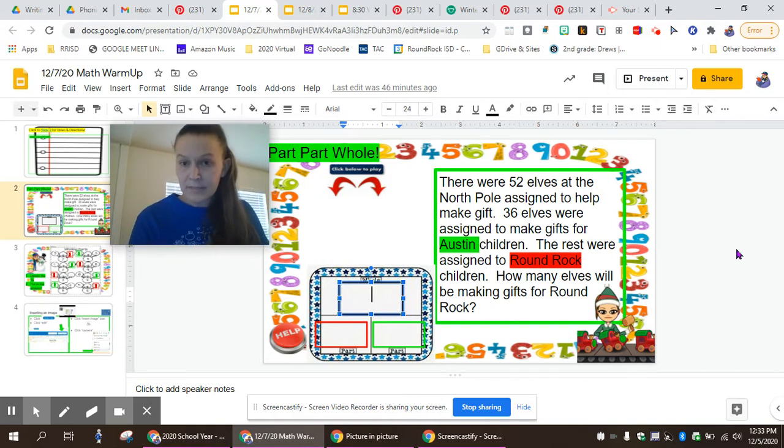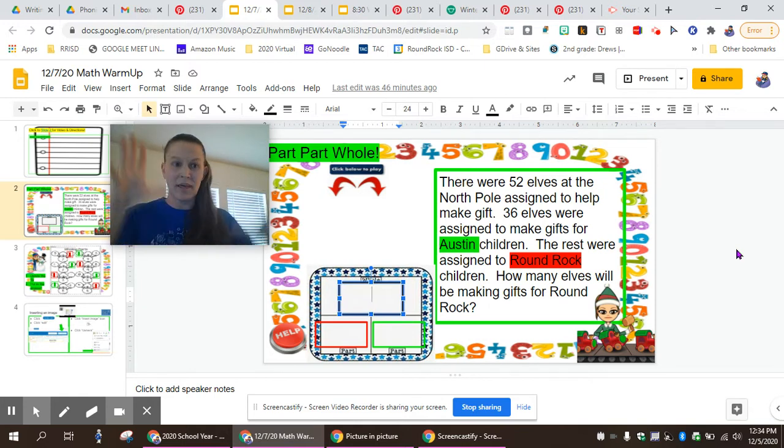There were 52 elves at the North Pole assigned to make gifts. Was that one of the parts? No. That's the whole. That's the whole, people. There were 52 elves all together. Go write it down in the whole.